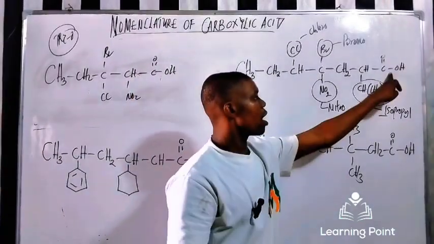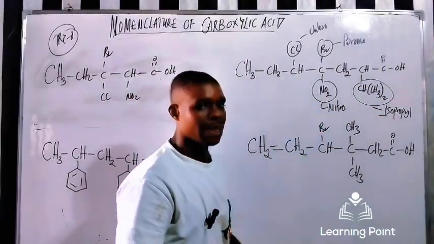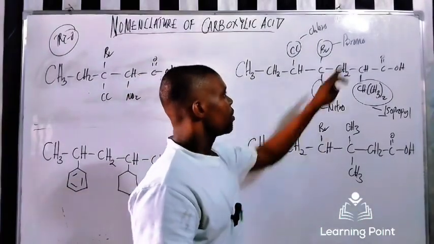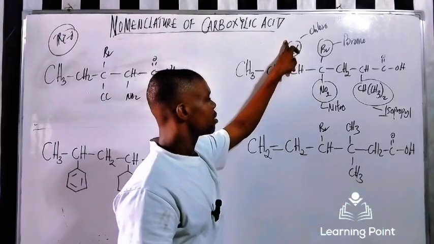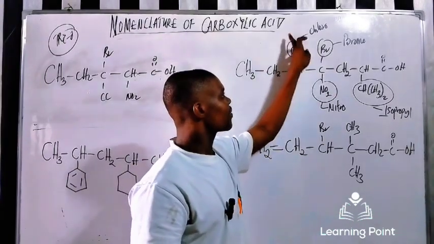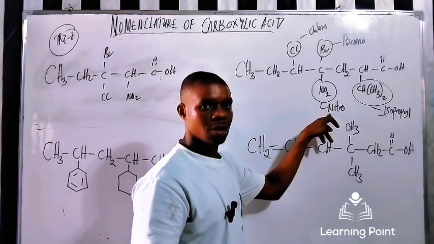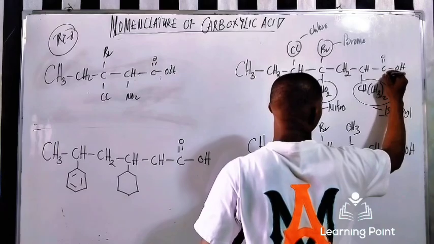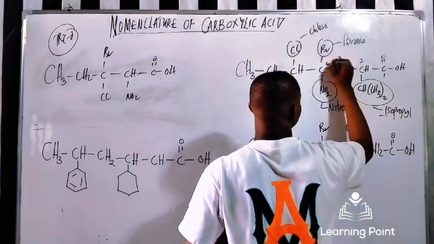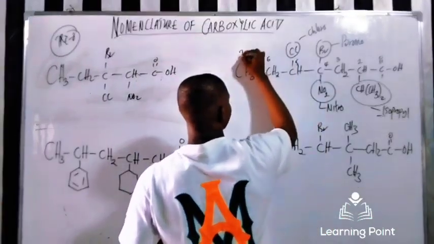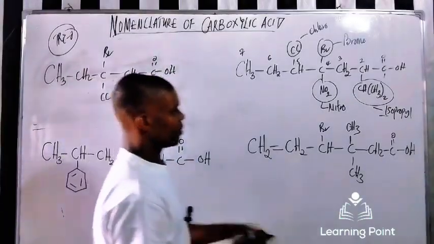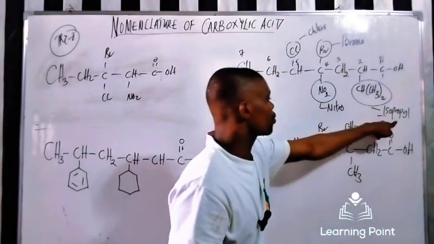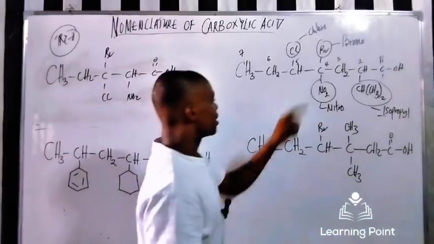So what is the parent name? 1, 2, 3, 4, 5, 6, 7. Heptanoic acid, right? In alphabetical order, B will come before C, then after C is I, after I is N. Just in alphabetical order. Here's my carbon 1: 1, 2, 3, 4, 5, 6, and 7. So what would now be the name here? It's going to be 4-bromo, 5-chloro, 2-isopropyl, 4-nitro heptanoic acid.